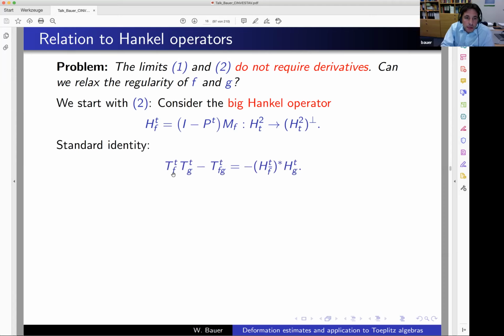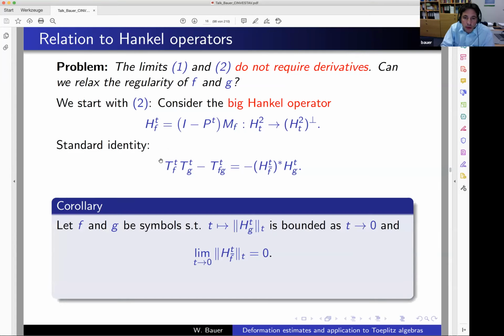And it's a very standard identity that the semi-commutator of Toeplitz operators can be expressed as a product of the adjoint of a big Hankel operator with the big Hankel operator itself. So that's just an easy algebraic calculation. It's one or two lines.